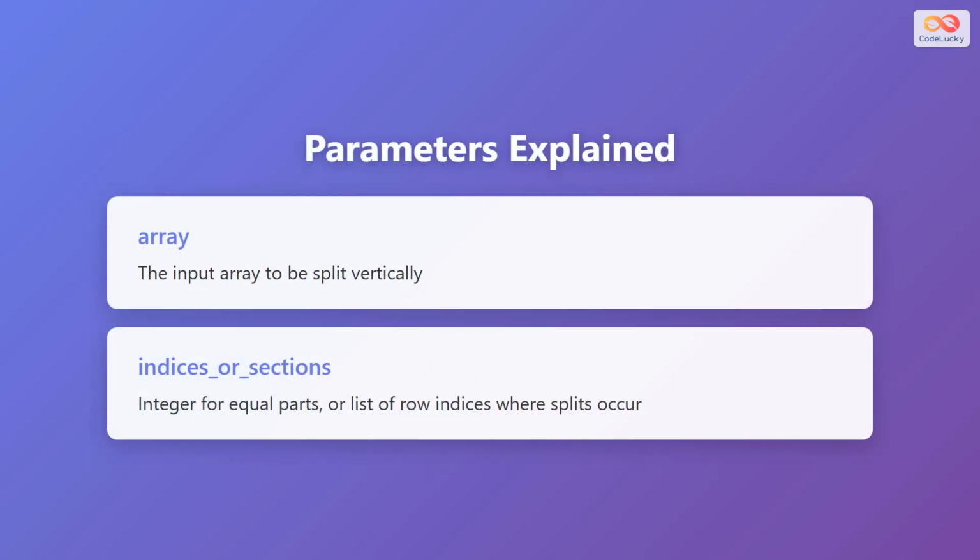Let's understand the two parameters in detail. The first parameter, array, is simply the input array you want to split vertically. The second parameter, indices or sections, can be either an integer for splitting into equal parts or a list of row indices that specify exactly where the splits should occur.